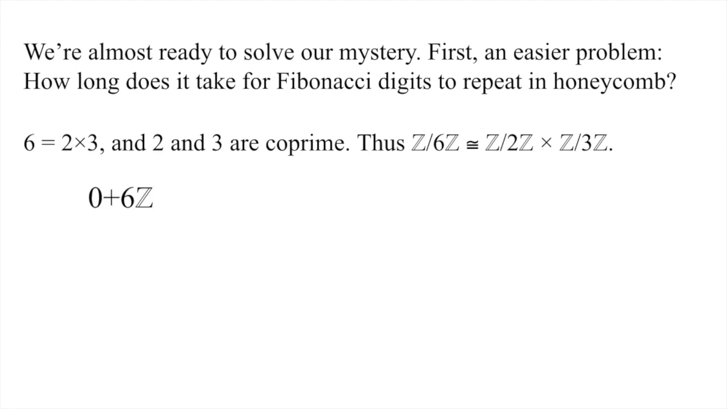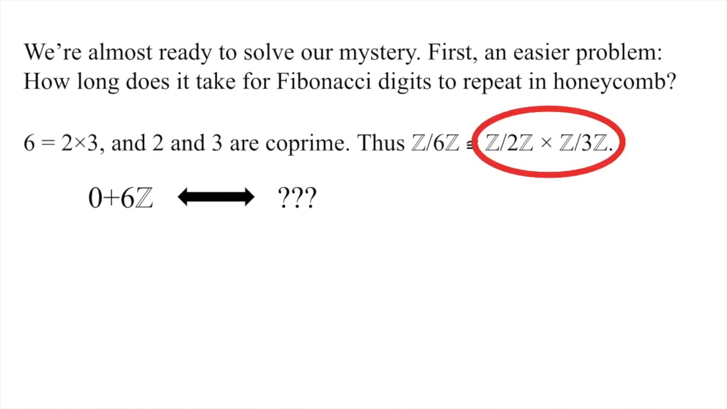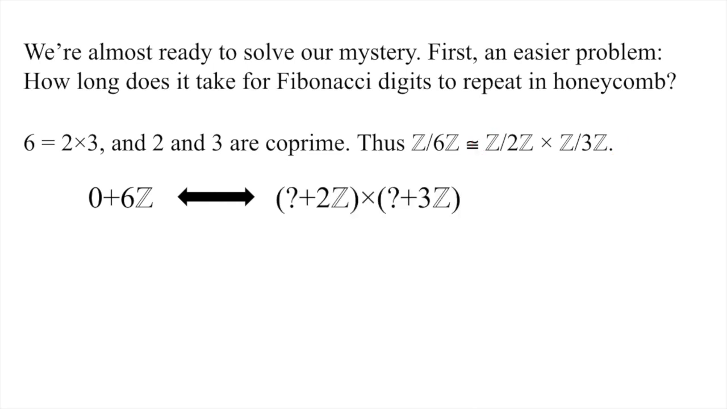Now, let's look at the Fibonacci sequence. The Fibonacci sequence in Z mod 6Z starts with 0 plus 6Z. The question is, what element does 0 plus 6Z correspond to in the product? Well, we know what the elements of Z mod 2Z times Z mod 3Z look like. They have to look like some element of Z mod 2Z times some element of Z mod 3Z. Remember that this times isn't actually a multiplication, it's just coming from the group product. Now then, what do these question marks have to be in order to correspond to 0 plus 6Z?